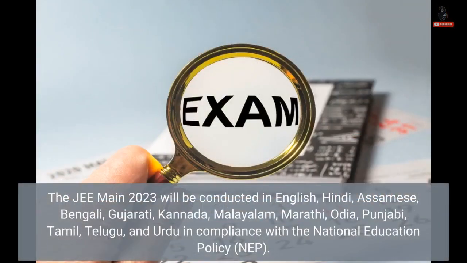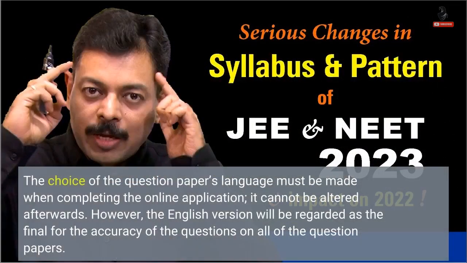The JEE Main 2023 will be conducted in English, Hindi, Assamese, Bengali, Gujarati, Kannada, Malayalam, Marathi, Oriya, Punjabi, Tamil, Telugu, and Urdu in compliance with the National Education Policy, NEP. The choice of the question paper's language must be made when completing the online application. It cannot be altered afterwards. However, the English version will be regarded as the final for the accuracy of the questions on all of the question papers.